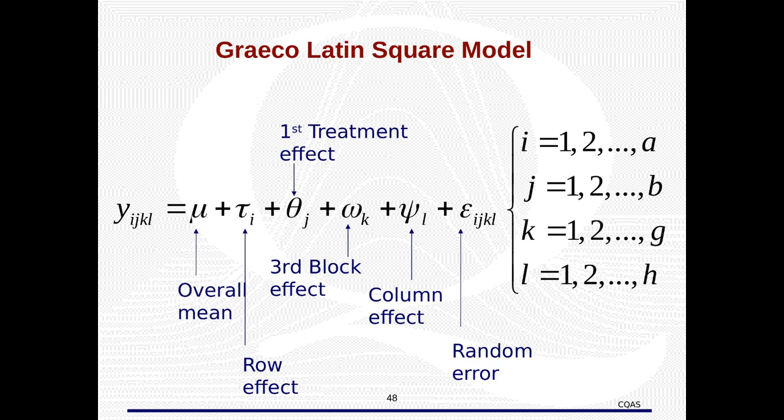This decomposition allows us to isolate and estimate each source of variation independently, which is precisely why the Graeco Latin square is so valuable for controlling multiple nuisance factors simultaneously while maintaining experimental efficiency.